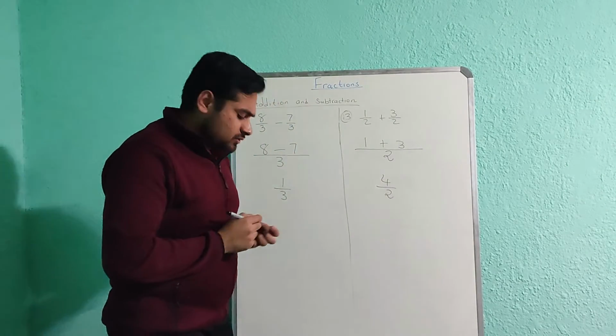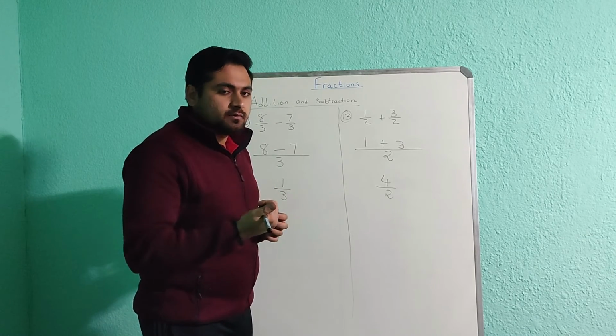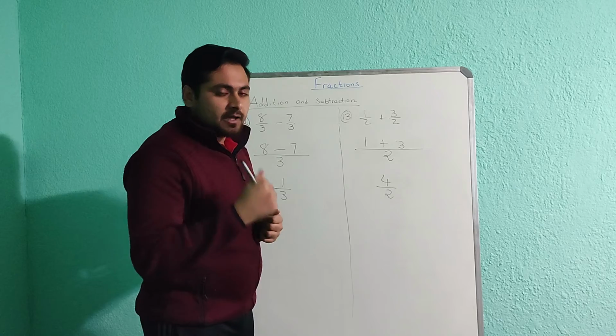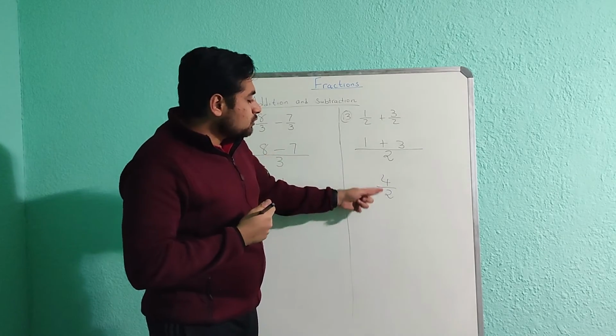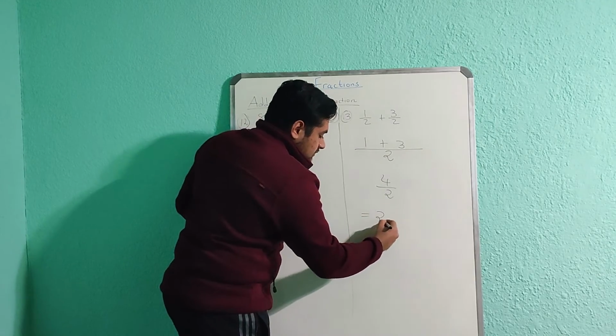Now we know 4 over 2. How many times can 2 go into 4? So if you say the table of 2, 2 times 1 is 2 and 2 times 2 is 4. So 2 can go into 4 twice. Therefore our answer is 2.